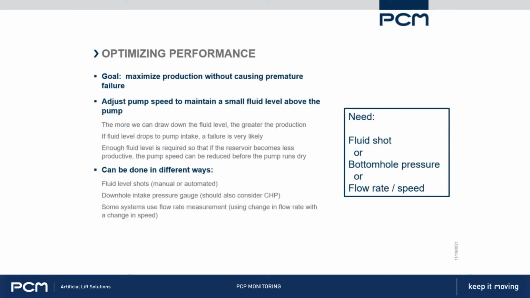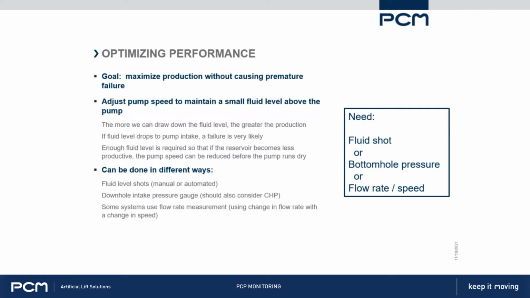So optimizing performance is the main thing that people want. We want to get as much production out of the well as we can without resulting in an early failure. So we want to make sure that we're not overloading the equipment and we're not running the pump dry. So the normal procedure is we want to adjust the speed to maintain a small fluid level above the pump.